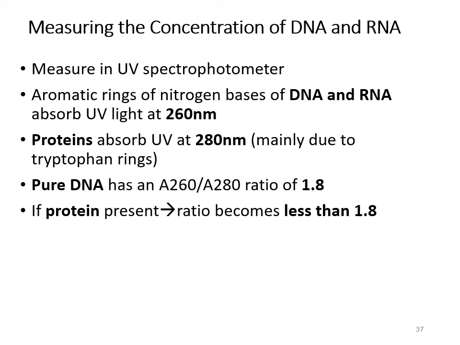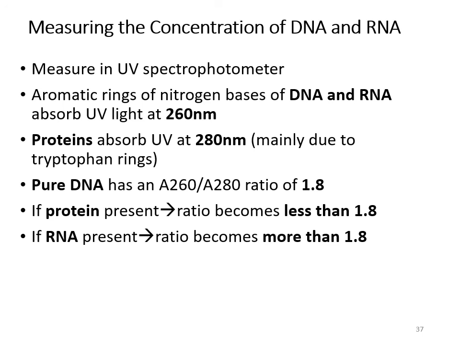So if you end up with a UV 260 over 280 that is less than 1.8, you have a lot of protein present. So you'll usually see it as like a 1.3. So if I ask you, what does it mean if your DNA sample has a 260 over 280 ratio of 1.3, well, it tells you that there's a lot of protein contamination. Okay, make sure to write that down.